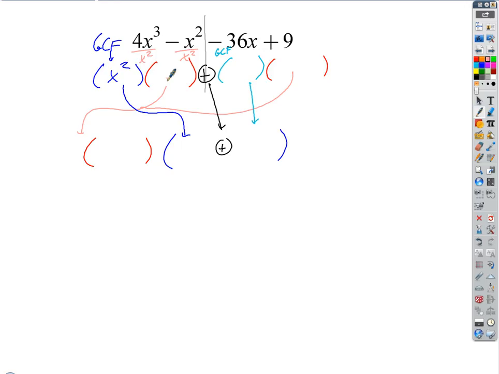Now here's where some people had some issues. This came up a lot, and I understand why it would. So 4x cubed divided by x squared, what's that? 4x. X cubed over x squared is x, and I've got a 4 there, so I get 4x. Here's where people had trouble. X squared divided by x squared, which is x.